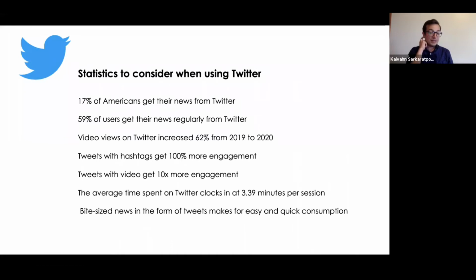Around 60% of users get their news regularly from Twitter. So 60% of those 17% are using Twitter to get their news regularly. Twitter has been a growing platform, especially during the pandemic, and video views have increased almost 62%. So people are spending more time watching video content on Twitter. Tweets that use hashtags get 100% more engagement, so using trending or relevant hashtags is a great way to get more engagement.